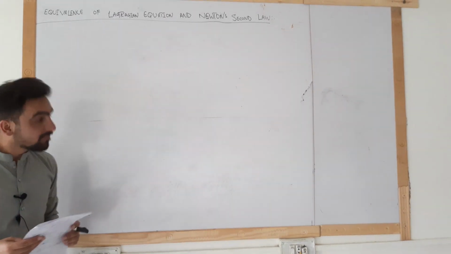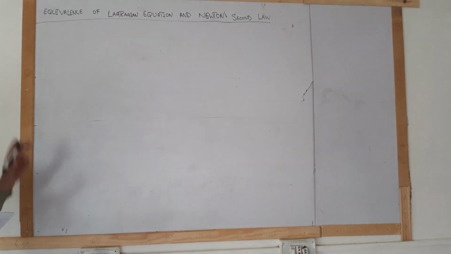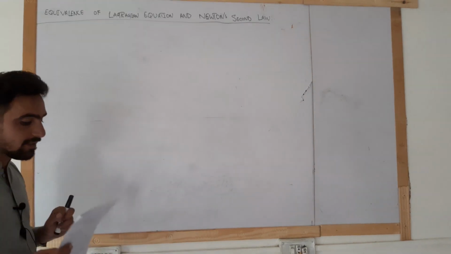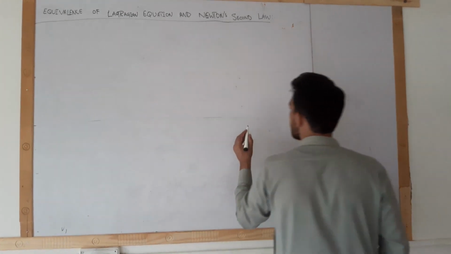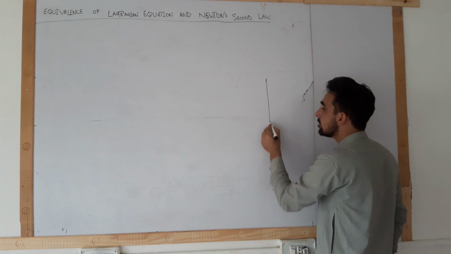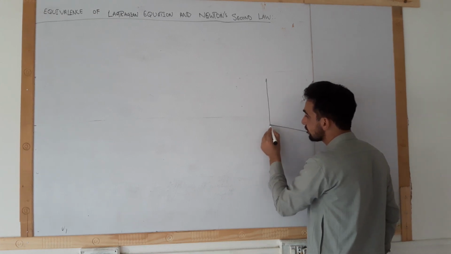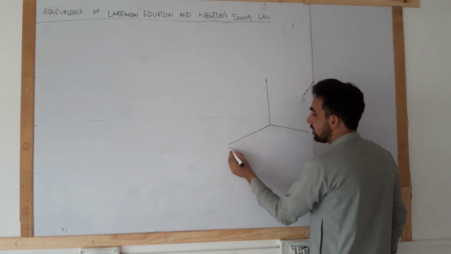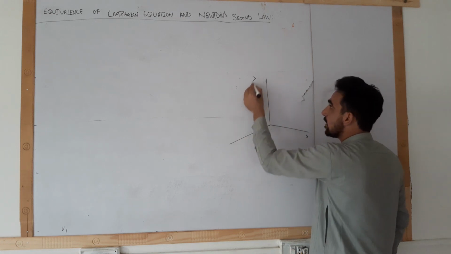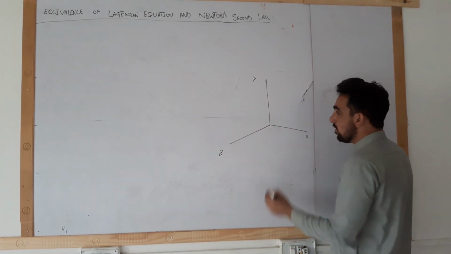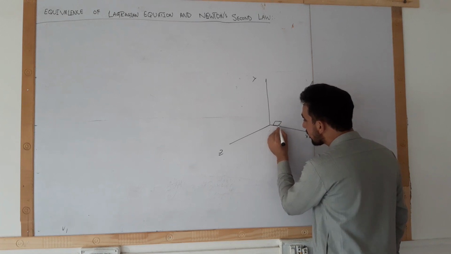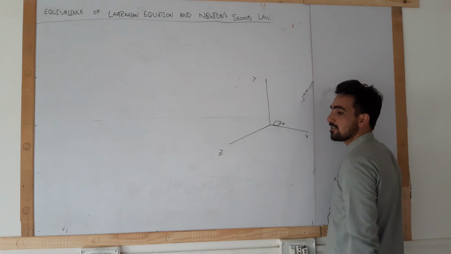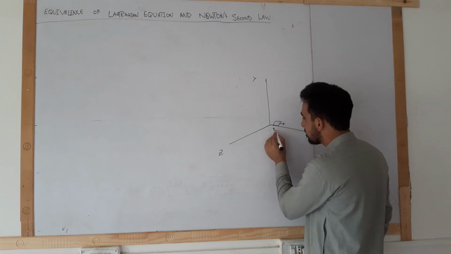So here we go. Today's topic is equivalence of Lagrangian equation and Newton's second law. Let us consider a Cartesian coordinate system. Let us call this x-axis, y-axis and z-axis. So we have a system of particles, a rigid body which is moving along x-axis. Let us call this body A.